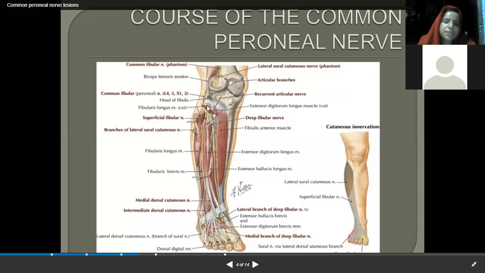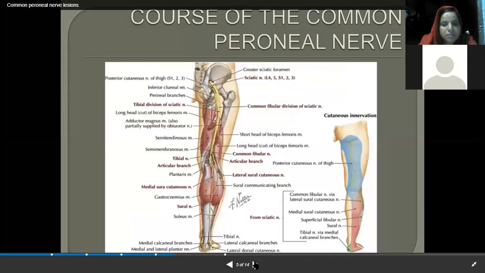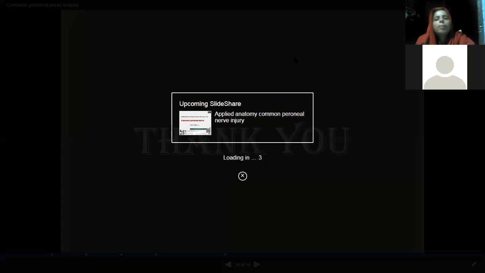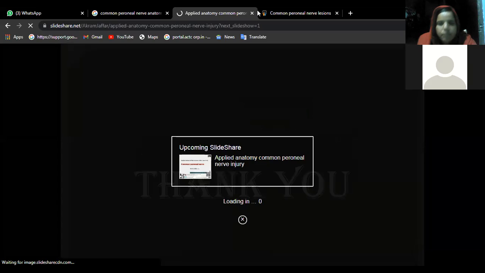And suppose this nerve is damaged, suppose the neck of the fibula is damaged, if it is fractured, then it will lead to a condition called foot drop, because the extensor function of the leg will be lost, and you will see a condition called foot drop. Okay, if the picture is available, I'll show you. It's not okay. Foot drop, I'll show you some other time if you want.